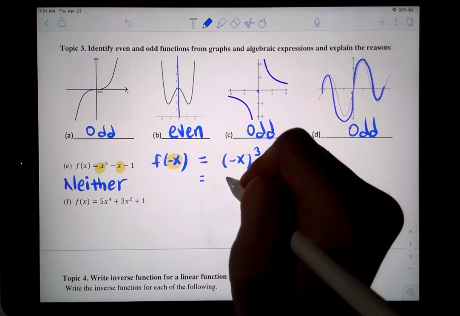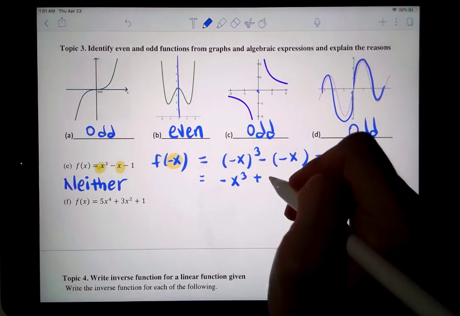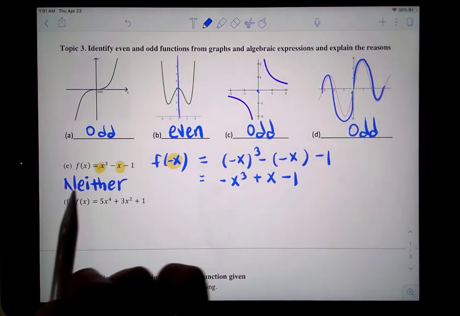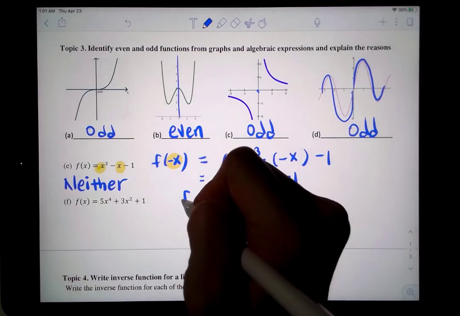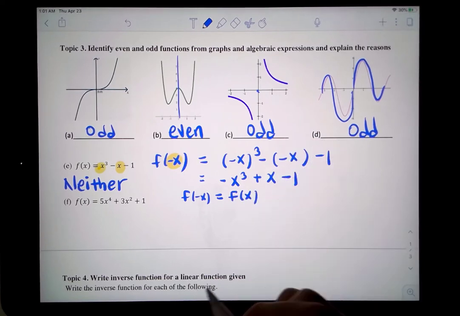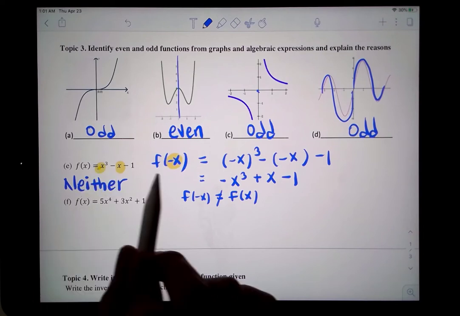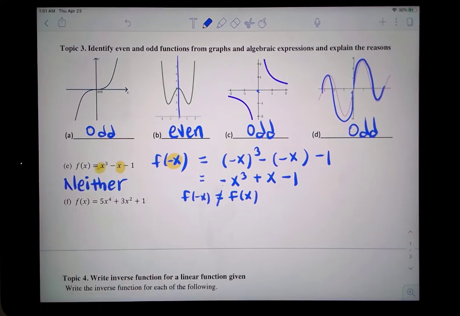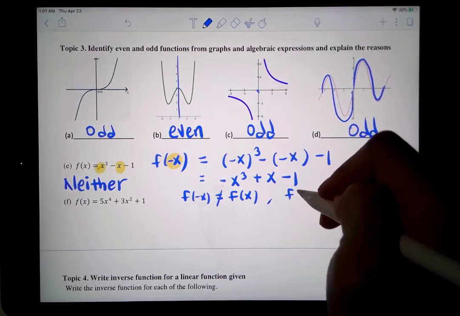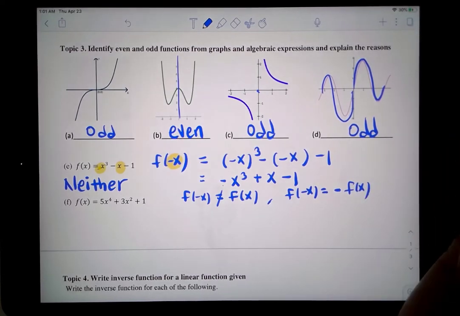Then this is negative x cubed, right? And this is negative negative, positive x, and minus 1. So you get this one, and then what? If f of negative x is equal to f of x, then that's even. But this is not equal, because at the beginning you have a different sign. So this is not even. And if f of negative x is equal to negative f of x, then that's odd, right?